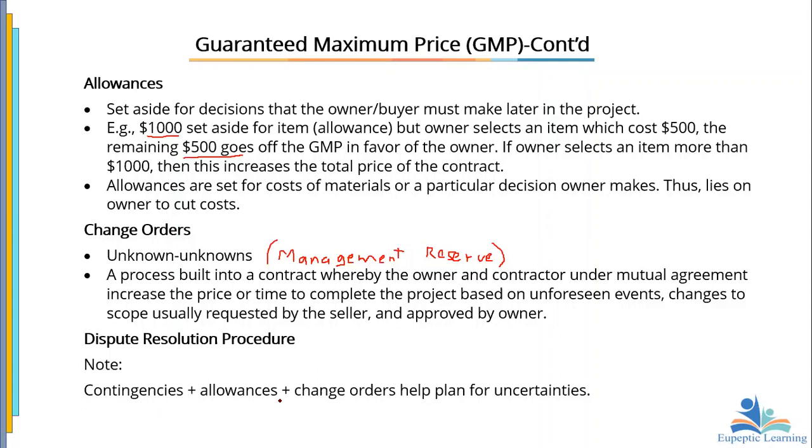Now, the final point we should note here is that contingencies, allowances, and change orders help in planning for uncertainties. Okay, so how do you take care of uncertainties in your project? By making available the contingency reserve, the change orders or the management reserve, and then the allowances.